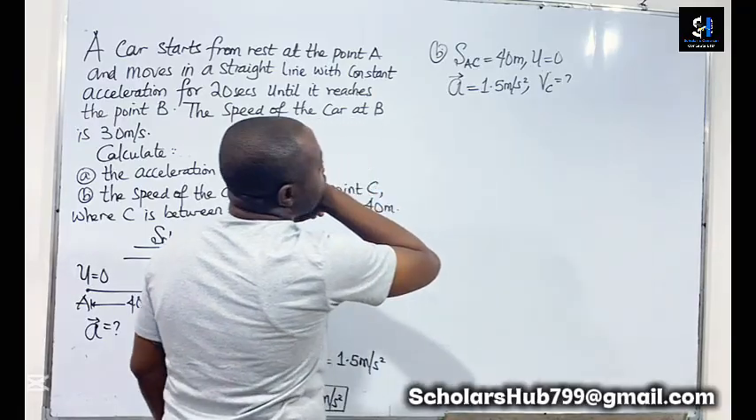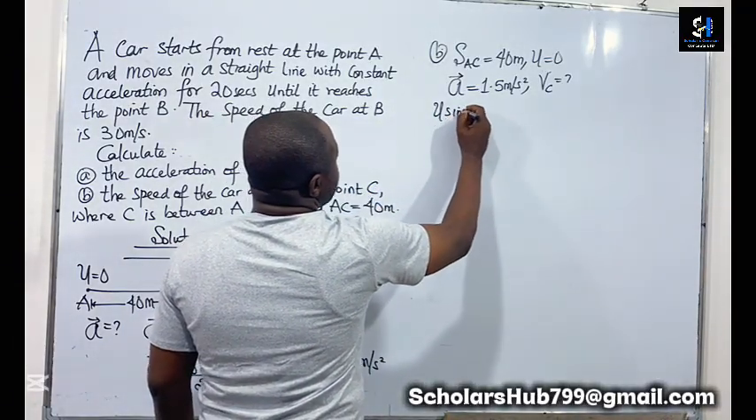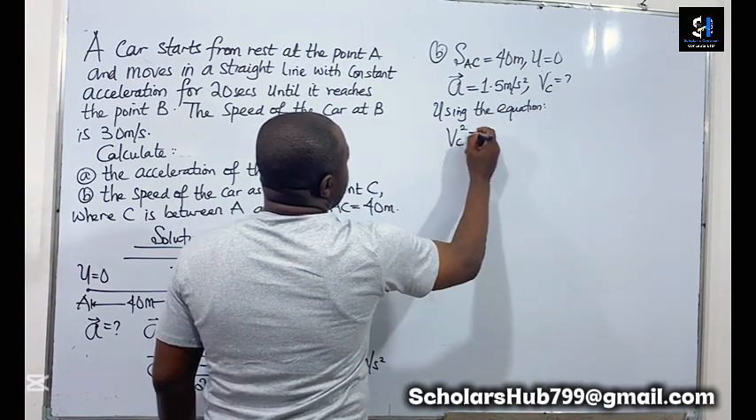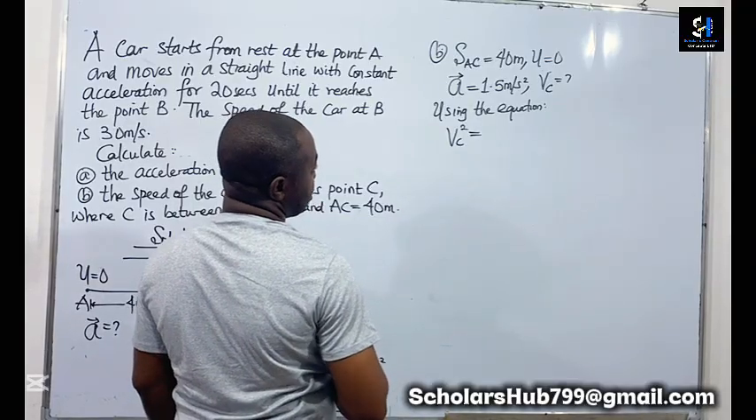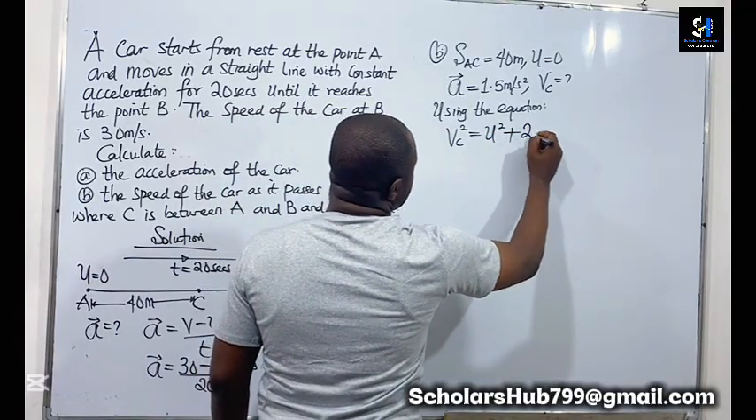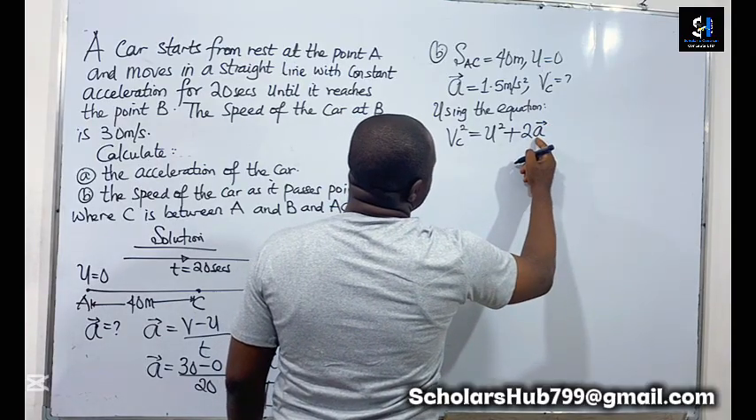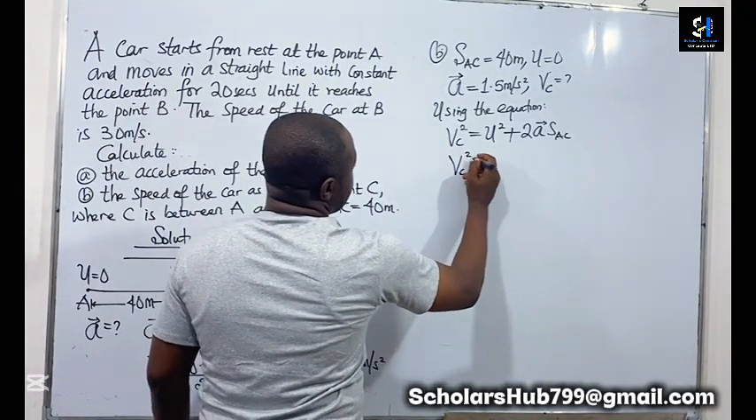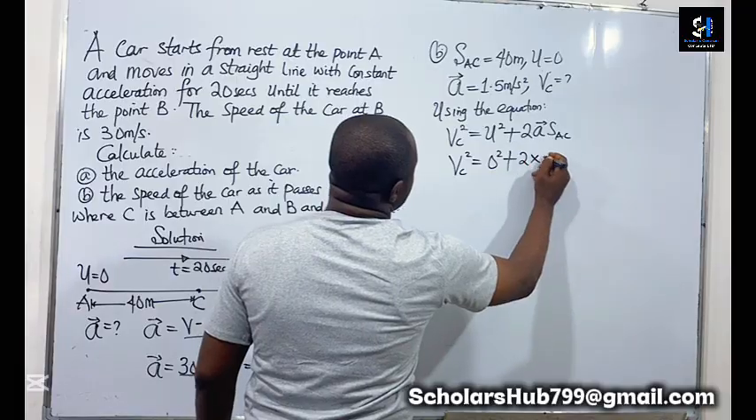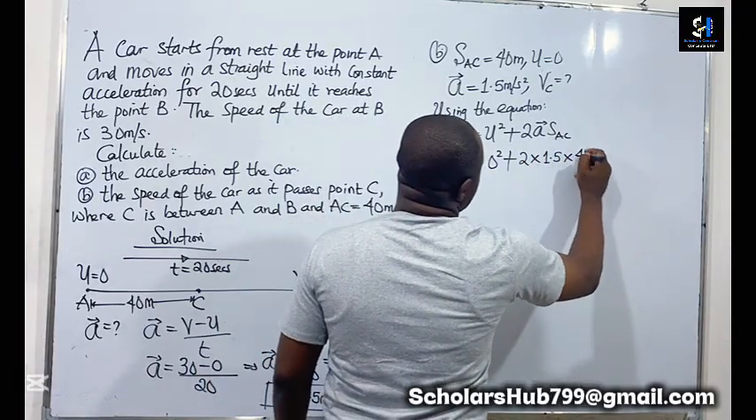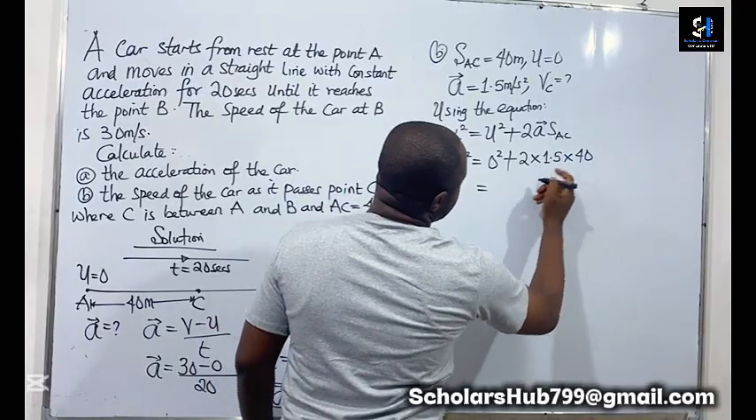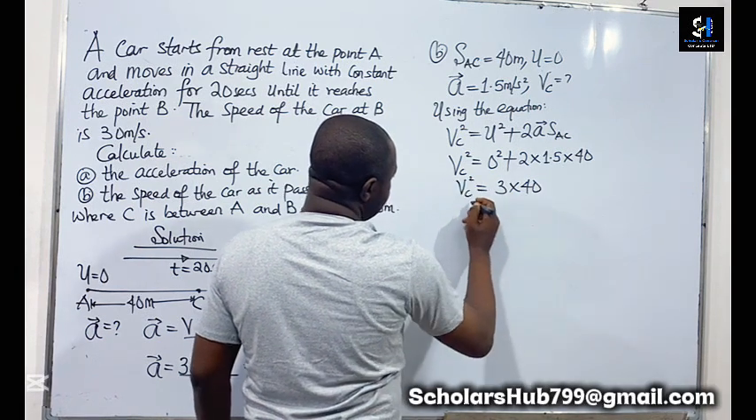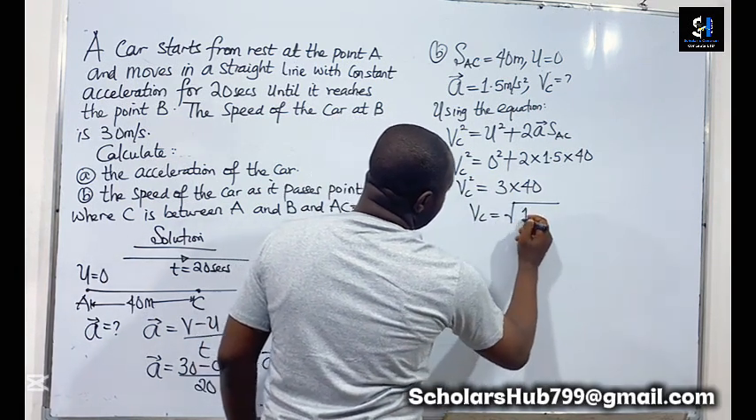Now we can use one of the equations of kinematics. Using the equation, the speed of the car as it passes point C raised to the power of 2 equals the initial velocity squared, plus 2 times acceleration multiplied by distance AC. So this will be equal to 0 squared plus 2 multiplied by 1.5, then multiplied by 40. So this will be 3 times 40, because 1.5 times 2 is 3, multiplied by 40. So the speed will be equal to the square root of 120.